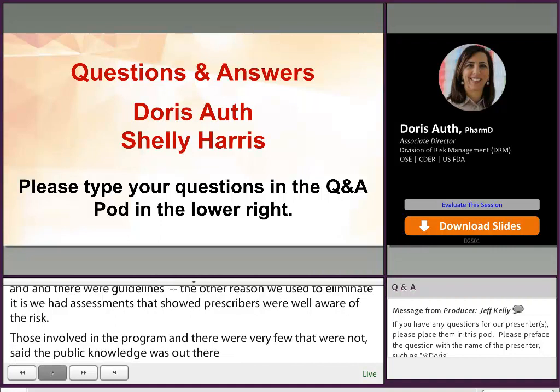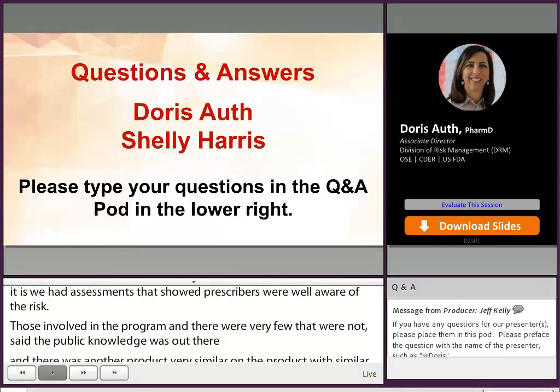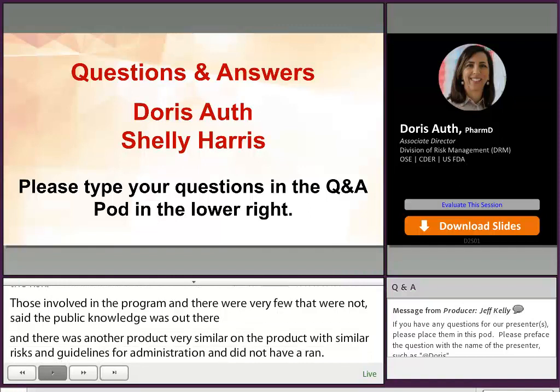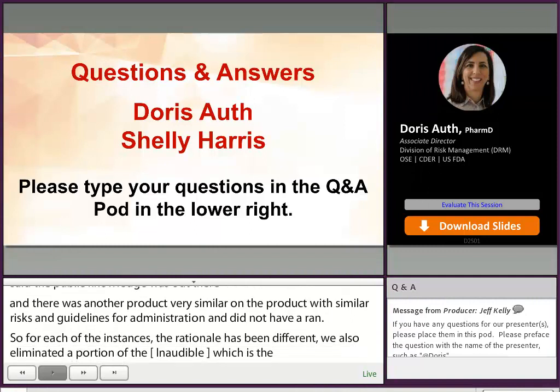And so for each of the instances, the rationale has been different. We also eliminated a portion of the Letairis REMS, which is now the ambrisentan REMS, the shared system REMS. And the initial REMS was directed against preventing pregnancy and teratogenicity, as well as for liver damage.